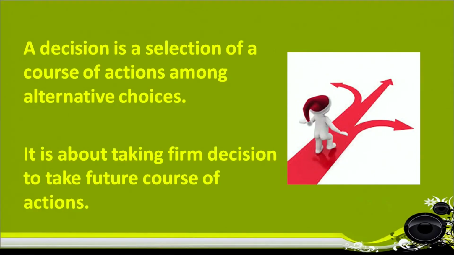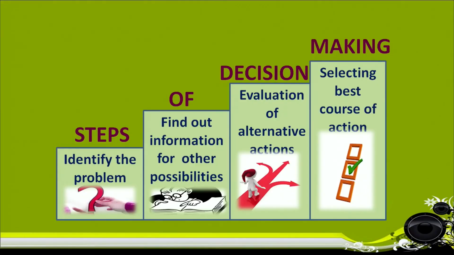Now we will talk about decision making. What is a decision? Decision is a selection of a course of action among alternative choices. There are so many choices, as you can see in this picture, which way to go. It is about taking the firm decision to take future course of actions. There are certain steps in decision making. First, you identify the problem. Then you find out the information for a B plan or other possibilities. Then evaluate all the alternative actions. Then select the best course of action you can do.